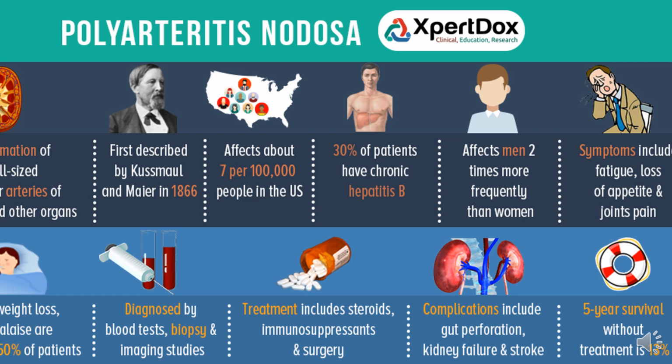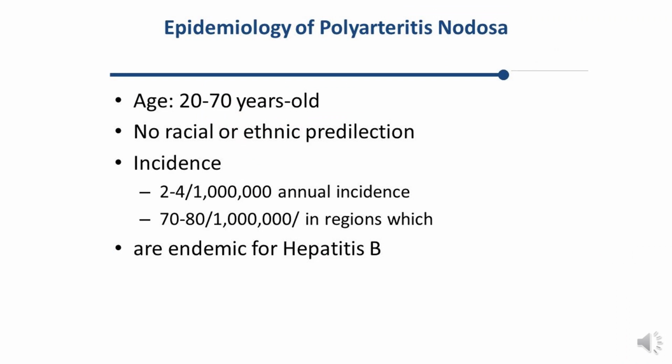Polyarteritis nodosa is a systemic necrotizing vasculitis that typically affects medium-sized muscular arteries, with occasional involvement of small muscular arteries. The annual incidence was estimated to be 2 to 4 per million, and in hepatitis B endemic regions, from 70 to 80 per million.